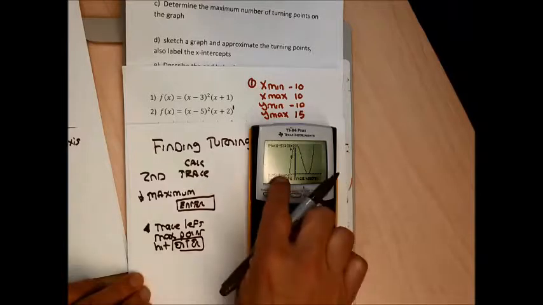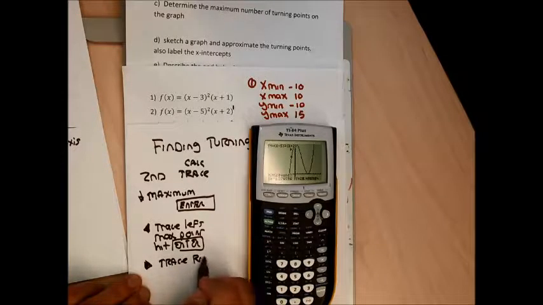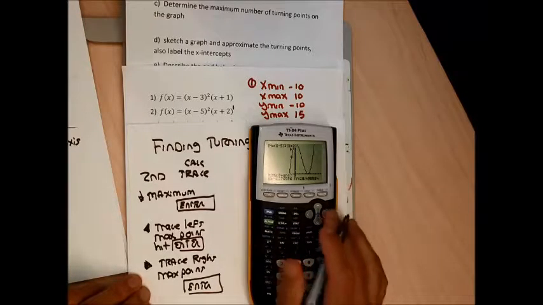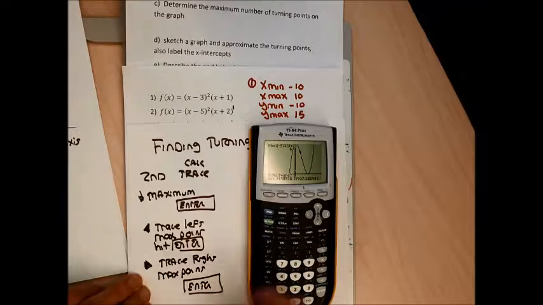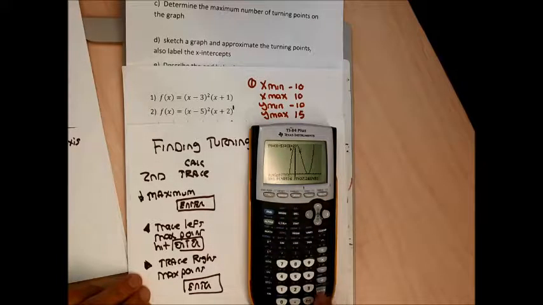And then my calculator changes the word left bound to right bound. And in that case, I'm going to use my right arrow. I'm going to trace right of the max point. I hit enter again. It's my third time hitting enter. So I'm tracing with my right arrow. I get to the right of the max point. Now I'm to the right of the max point, and I hit enter. My calculator is going to change the word right bound to guess.